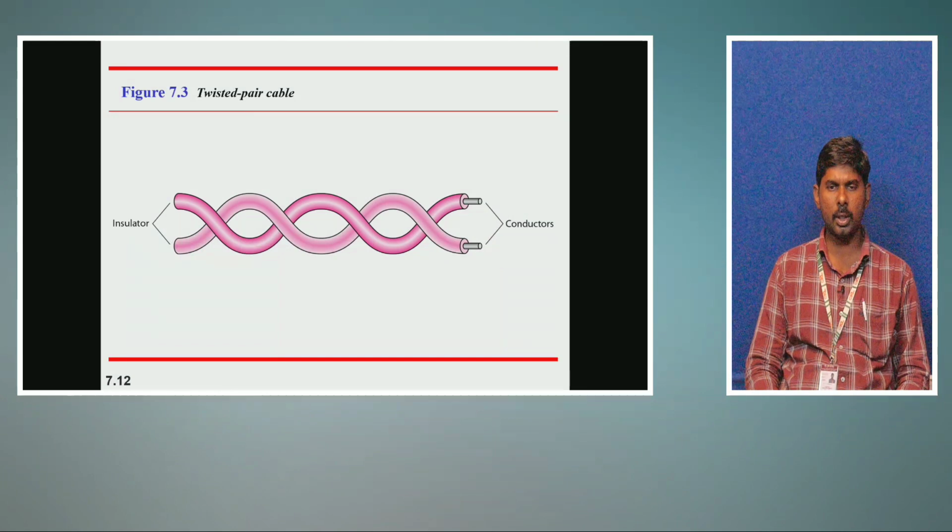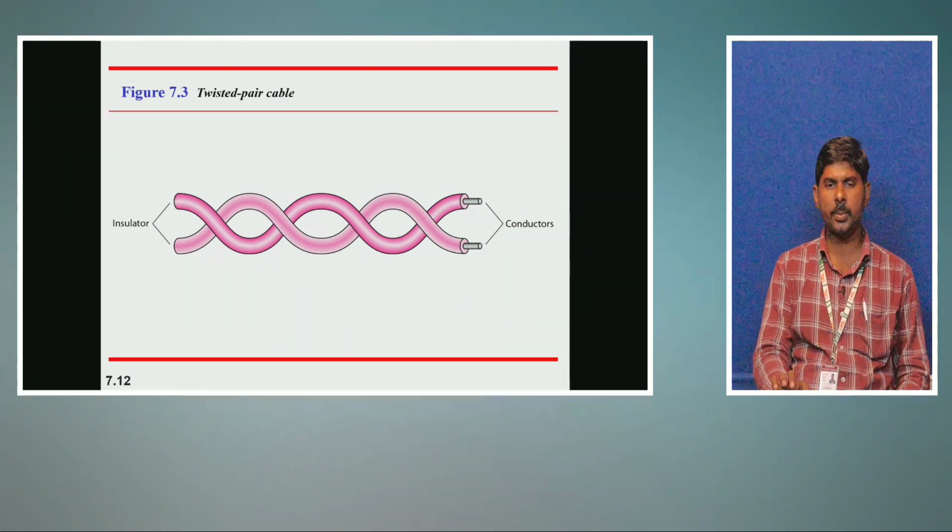So in the case of twisted pair cable, the final noise will be 0 because one is positive and one is negative, so they will cancel each other. As we are transmitting in parallel, there is no possibility of cancelling each other. That is why mostly we prefer twisted pair cable.